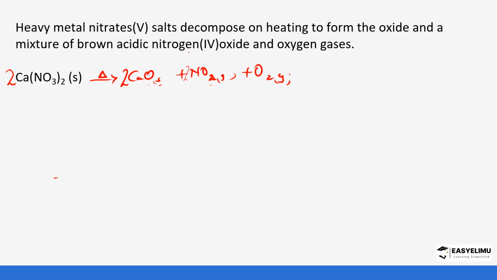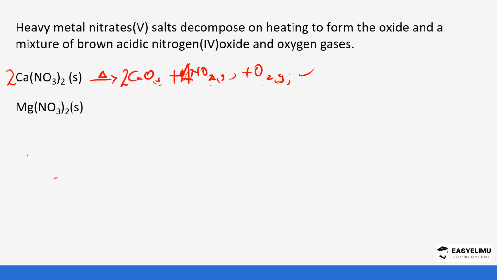So if we put a 4, because we have noticed that we have 4 nitrogens, let's see if it's going to balance. So we have 2 calciums, and then 4 nitrogens, and then oxygens are 12. So it is 2 plus 8 plus 2, which gives us 12. So this equation is balanced.